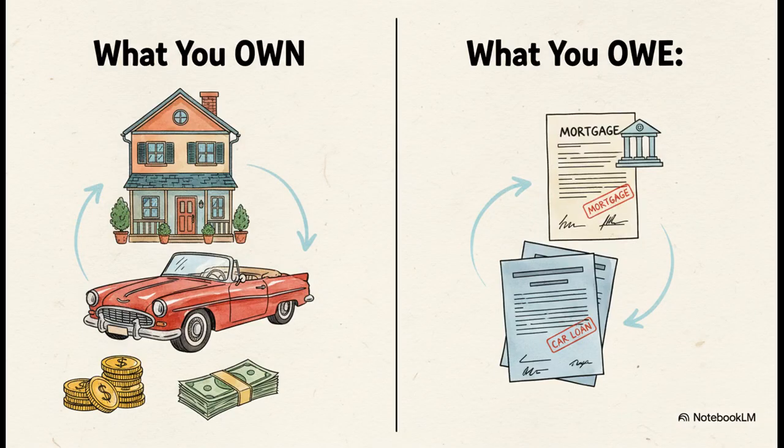It would probably boil down to something like this, wouldn't it? On one side, you've got all the stuff you own. Your cash, maybe a car, your house. And on the other side, you'd have everything you owe, things like a car loan or a mortgage. And that simple idea, that's the bedrock of every single balance sheet out there.